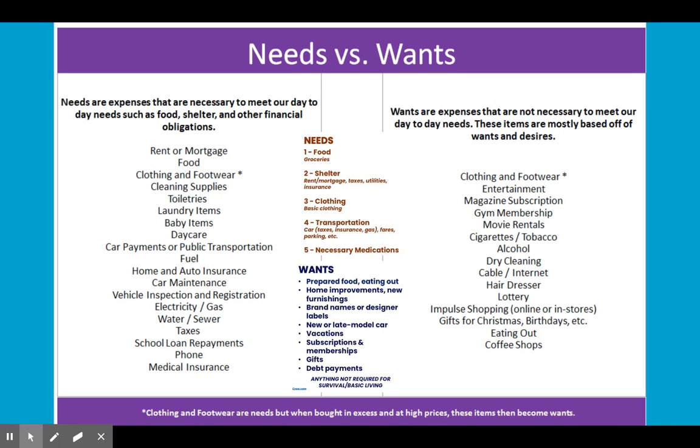There are other things that are wants, right? These are expenses that are not necessary to meet your day-to-day needs. These items are mostly based off of desires, right? So clothing and footwear, obviously you have to have clothing, but you don't have to have brand names, right? There's certain entertainments. People can kind of go out of control. They think it's a need, but it's really a want. Okay. There are certain things that are not even good for you that sometimes we choose to spend our money on.